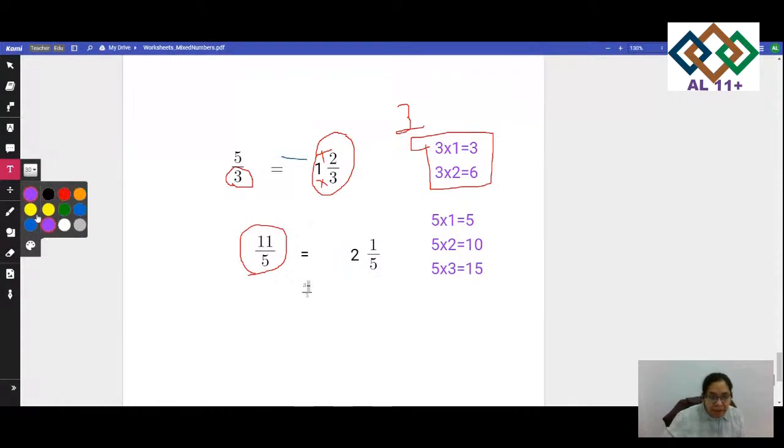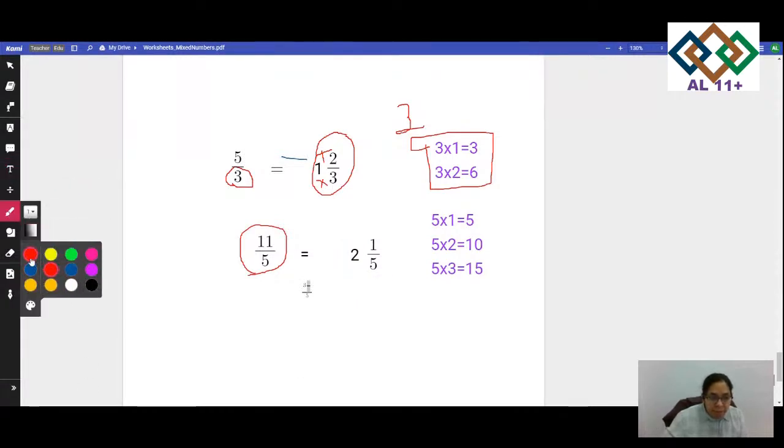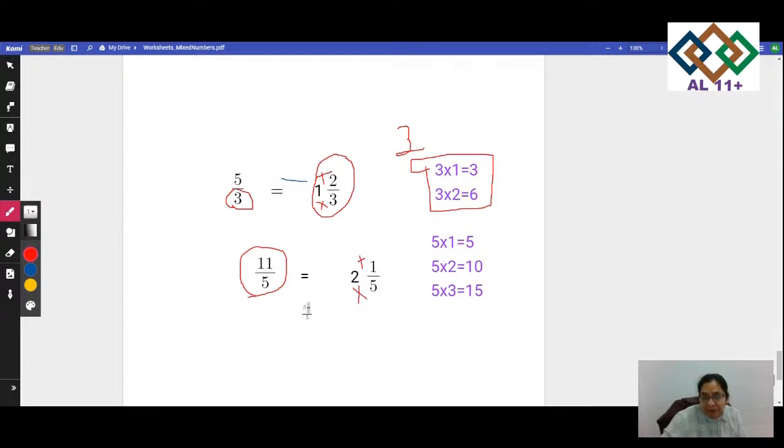And remember what I told you before, you have to multiply first and then you need to add. So 5 multiplied by 2 is 10. What do I add to 10 to give me 11? 10 add 1 will give me 11. So you're multiplying first and then you're adding.